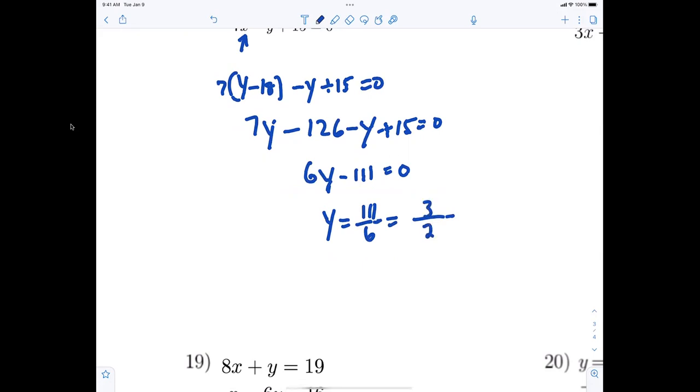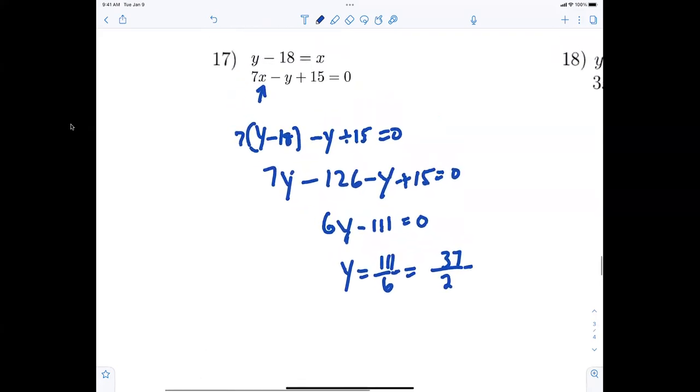I think it's like 37, isn't it? No. Yes, it is 37. Is that what it says in the back? No. It says the answer is -1 and 8. Well, where's my mistake? But we can plug it in. No, hold on a second.